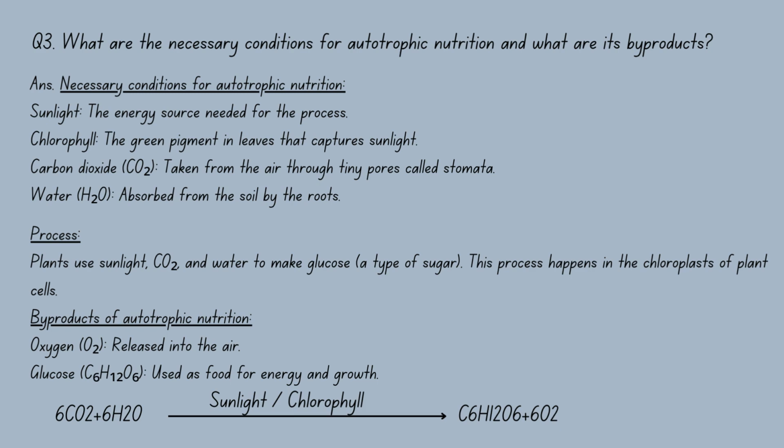Now let's discuss the process. Plants use sunlight, CO2, and water to make glucose, a type of sugar. This process happens in the chloroplasts of plant cells. Byproducts of autotrophic nutrition: oxygen, O2, released into the air; glucose, C6H12O6, used as food for energy and growth.